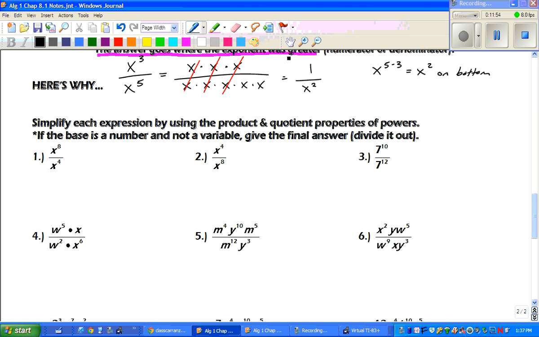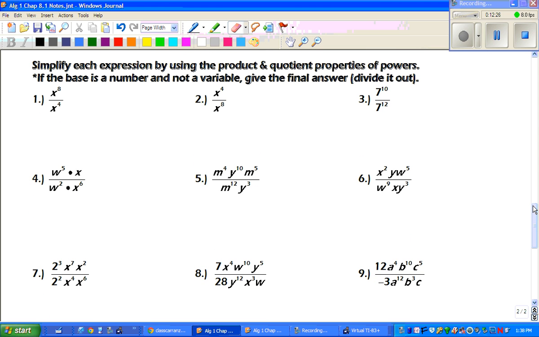Now, we don't want you to write out the expanded form. We don't want you to have to do this part every single time. That's why we've got this rule. Okay? So, x to the 8 over x to the 4. So the directions say simplify each expression by using the product and quotient property. If the base is a number and not a variable, give the final answer. Divide it out, okay?